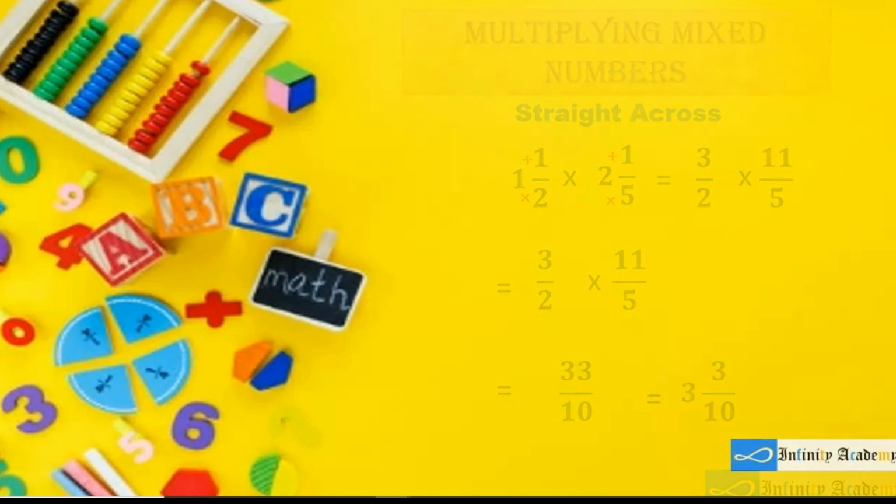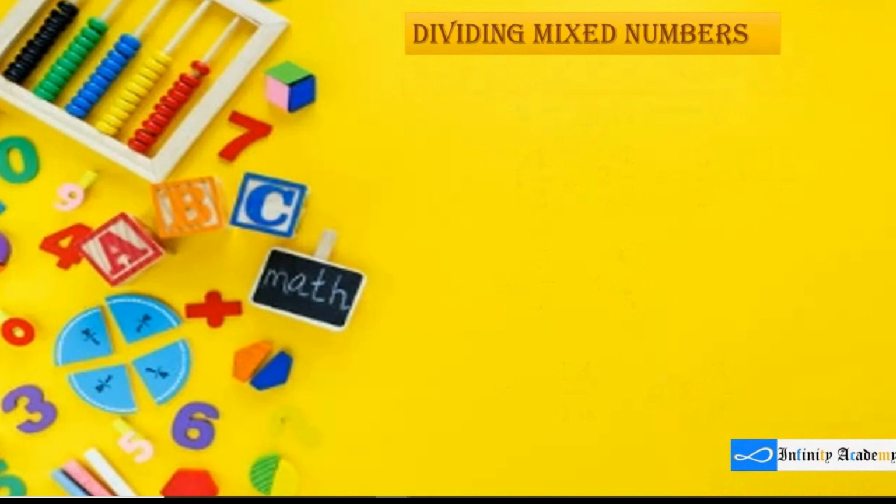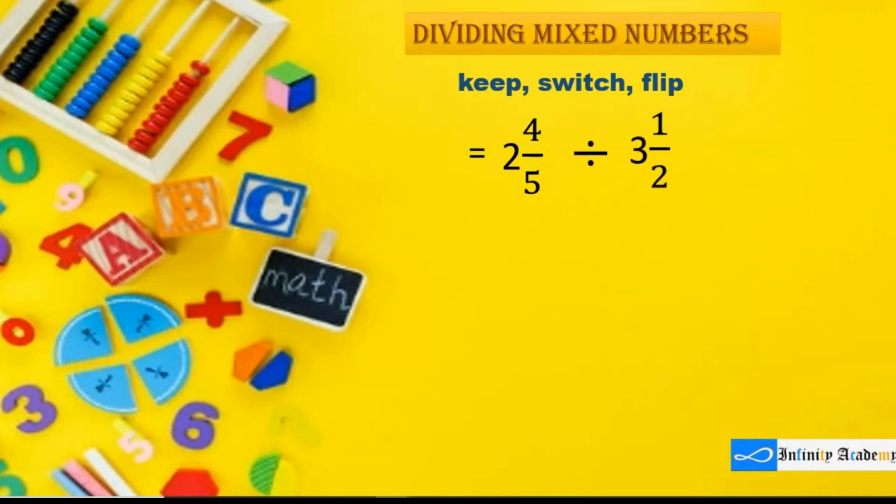Now, look at the example for dividing mixed numbers. The fractions are 2 whole 4 by 5 divided by 3 whole 1 by 2, and we call these fractions mixed numbers. First of all, solving the first fraction, 5 times 2 is 10, 10 plus 4 gives us 14. So the numerator will be 14 and the denominator remains the same, that is 5. So the first fraction is 14 by 5.